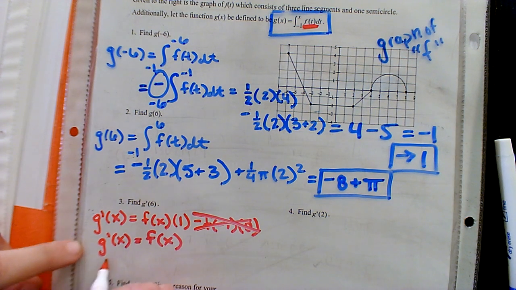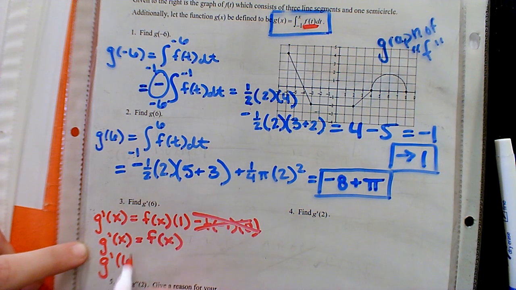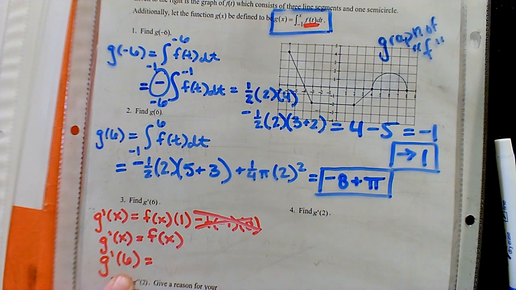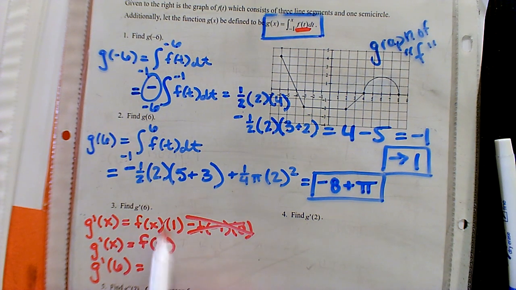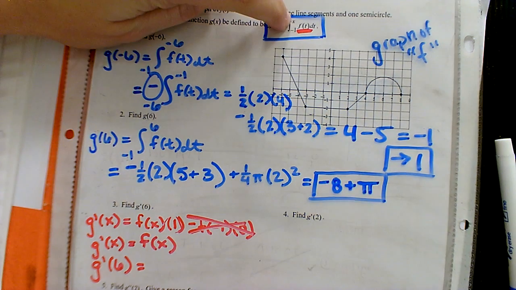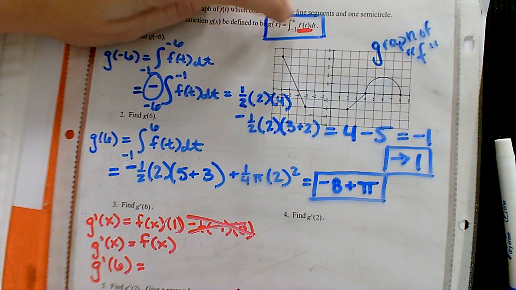All right, so let's go ahead and plug in 6. Yes? Wait, why does that go to f of x? F of x times 1, or why is it an x instead of a t? Because I plugged in that top bound.